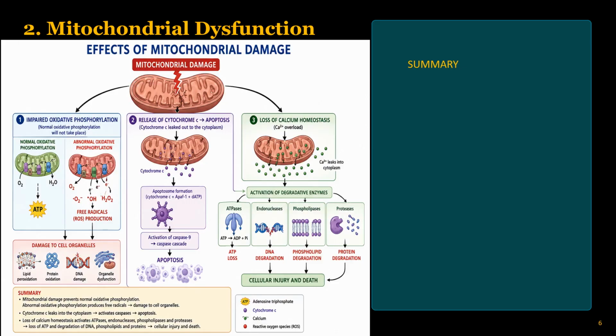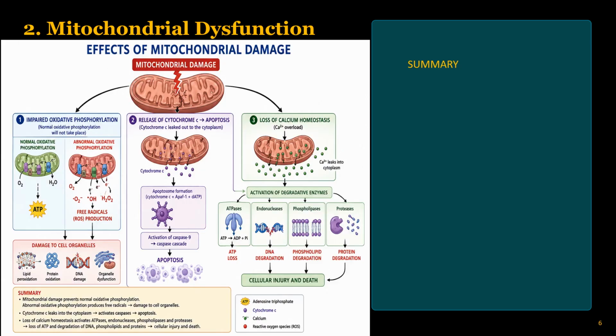So that is another effect of mitochondrial damage, causing the cytochrome C to come out of the mitochondria, causing the cell to die. Another effect of mitochondrial damage is loss of calcium homeostasis. 99% of the calcium is found extracellularly. Only 1% is found intracellularly, that is inside the cell. And the calcium that is found inside the cell is found in the mitochondria and endoplasmic reticulum. So if there is mitochondrial damage, the calcium that was found inside the mitochondria will leak out into the cytoplasm.